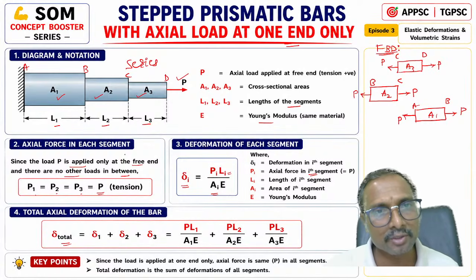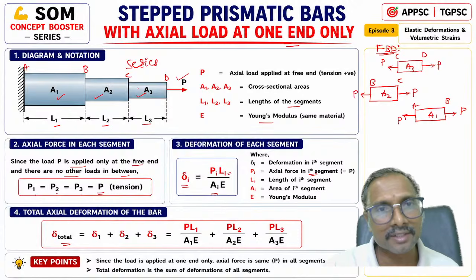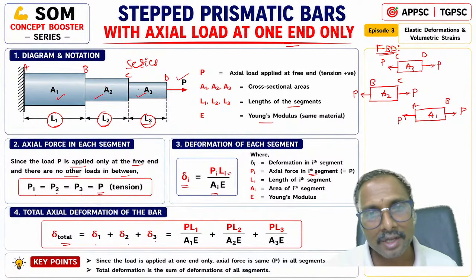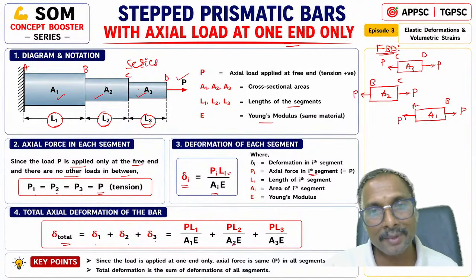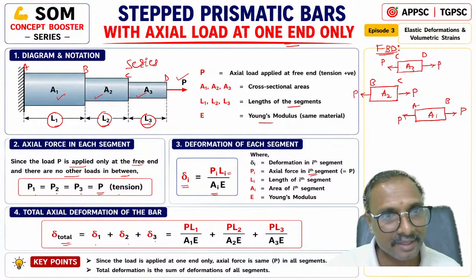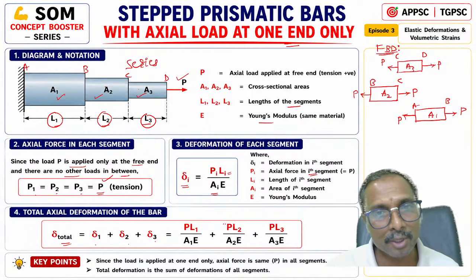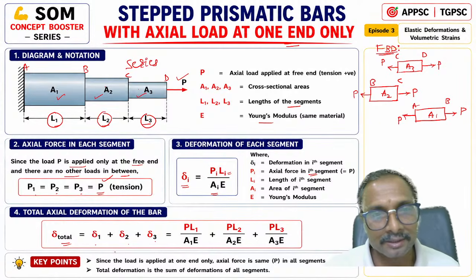So what is the total delta? Delta of CD plus BC plus AB. Delta 1 plus delta 2 plus delta 3. That is, delta of the AB portion, delta of the BC portion, plus delta of the CD portion. P is the same, right? So P1 L1 by A1 E plus P2 L2 by A2 E plus P3 L3 by A3 E. P1, P2, P3 are all the same, so you replace P1, P2, P3 with P, like that, right?